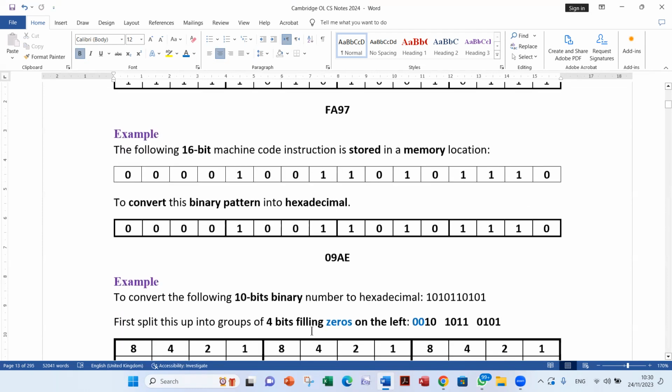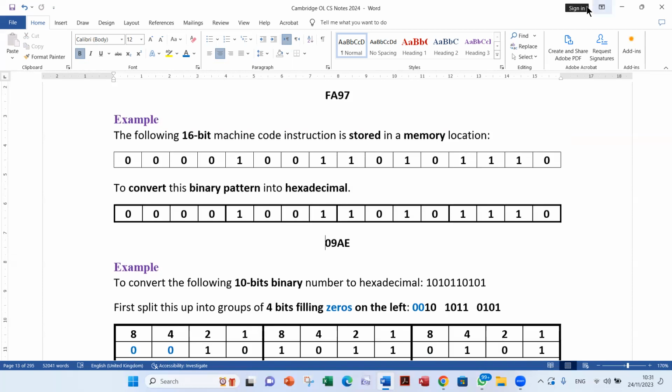Okay, now we have a little challenge. They are giving you 10 bits, and 10 is not a multiple of 4. You need to have a multiple of 4 to be divided into groups of 4. Okay, very easy. Fill zeros on the left. So if you have 10 bits, fill zeros on the left. Okay, please work on that.